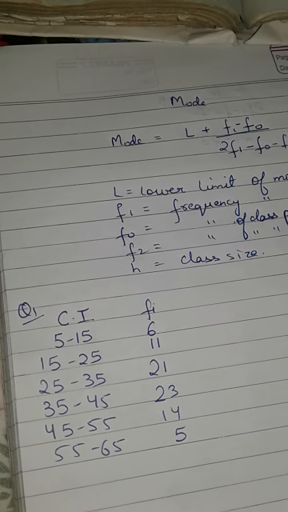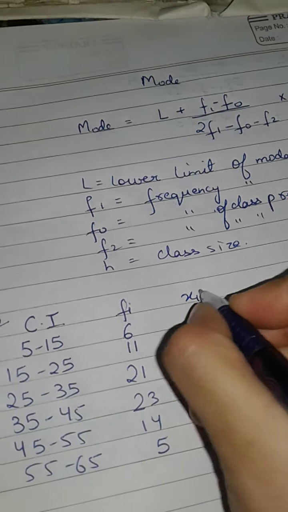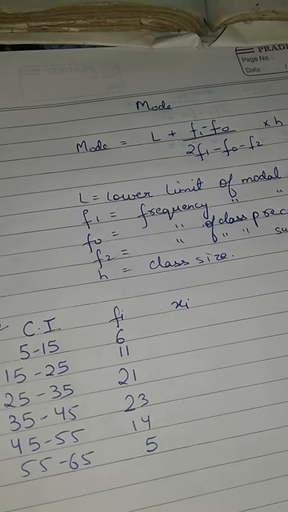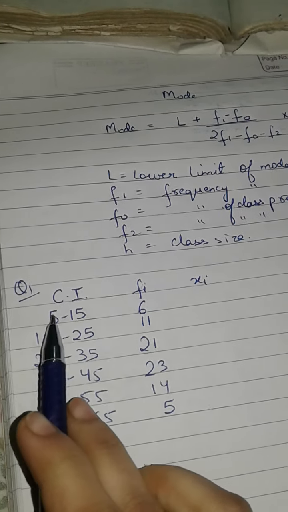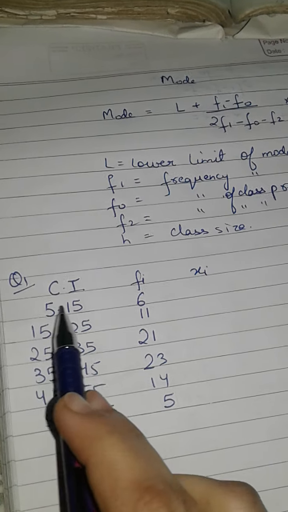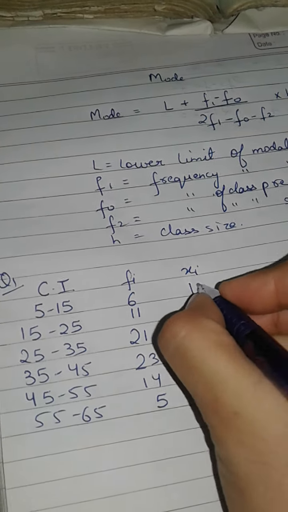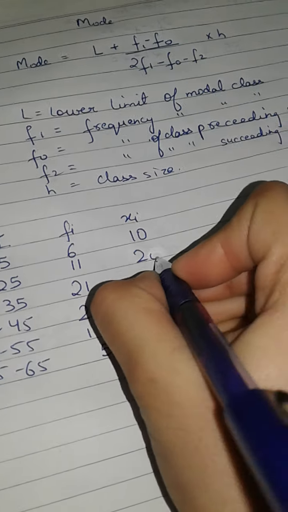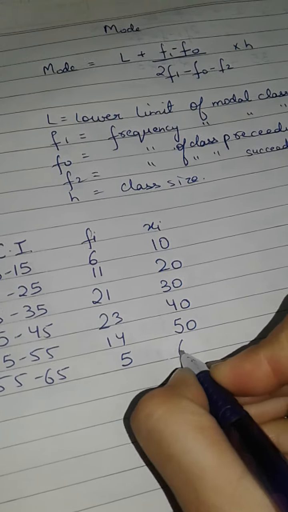Now I am calculating mean first. To calculate mean, we have to calculate xi. Xi is the class marks, and class marks are calculated as upper limit plus lower limit divided by 2. 15 plus 5 upon 2 is 20 upon 2 is 10. Then 20, 30, 40, 50 and 60.